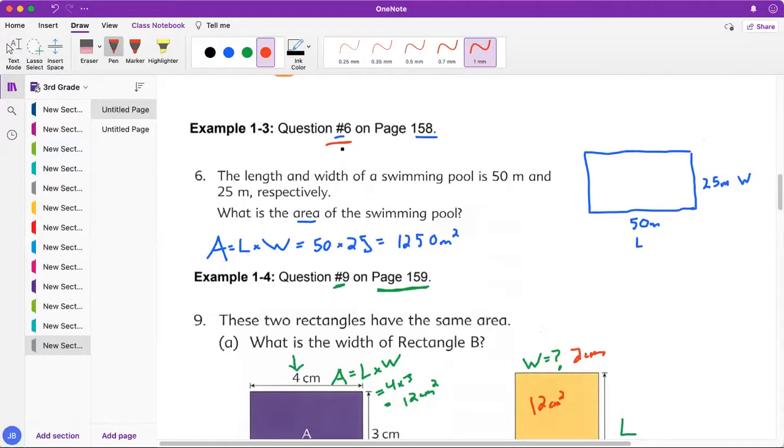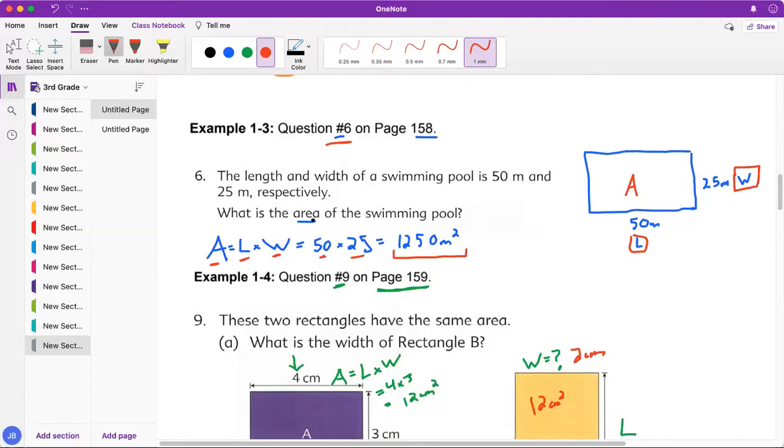Yeah. Okay. So I would start, if you draw a picture here, right? These are all rectangles, so draw your picture. And then if we know the length of a swimming pool is 50, and the width is 25, we can write it like this. So 50 is our length. 25 is our width. Then we can say that the area here is length times our width, or 50 times 25. And that gives us 1250.